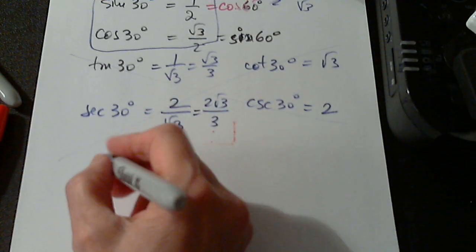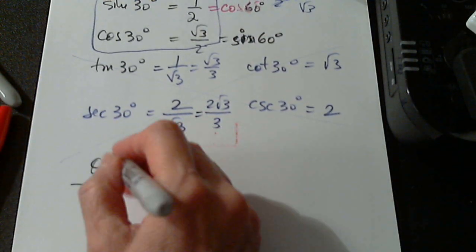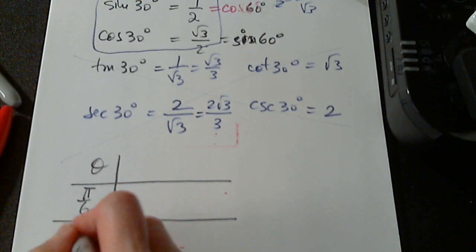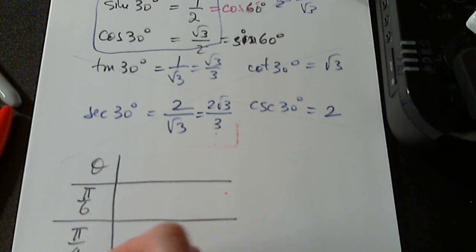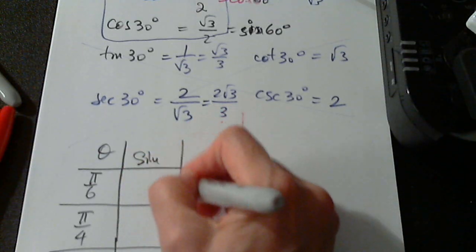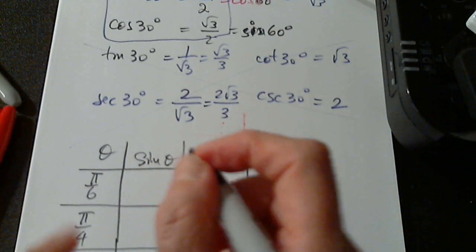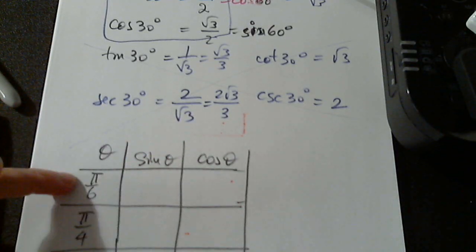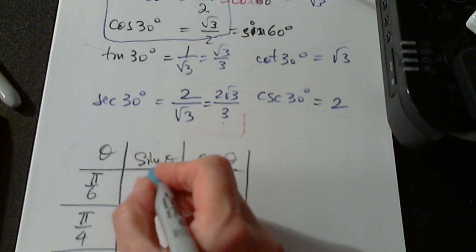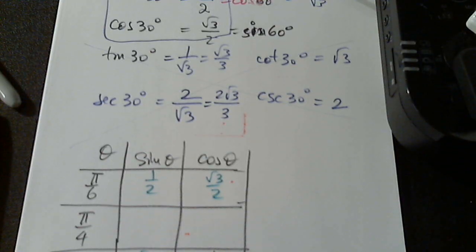So here is what I like to present to my students. And this is the only thing you need to remember. So pi over 6, pi over 4. We'll get to pi over 4 in a minute. And pi over 3. And this is sine theta, cosine theta. All you have to remember about small and big, I like to call them small and big so students remember what I'm talking about: 1/2, 1/2, the square root of 3 over 2, the square root of 3 over 2. That's it.